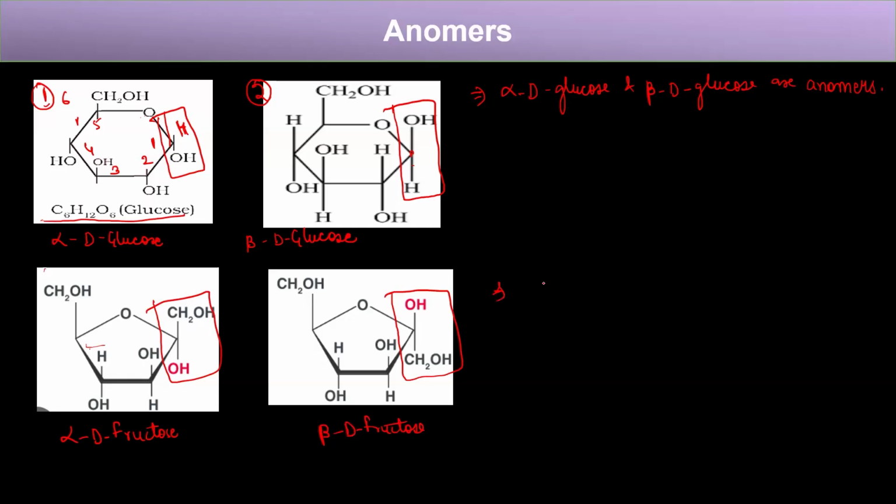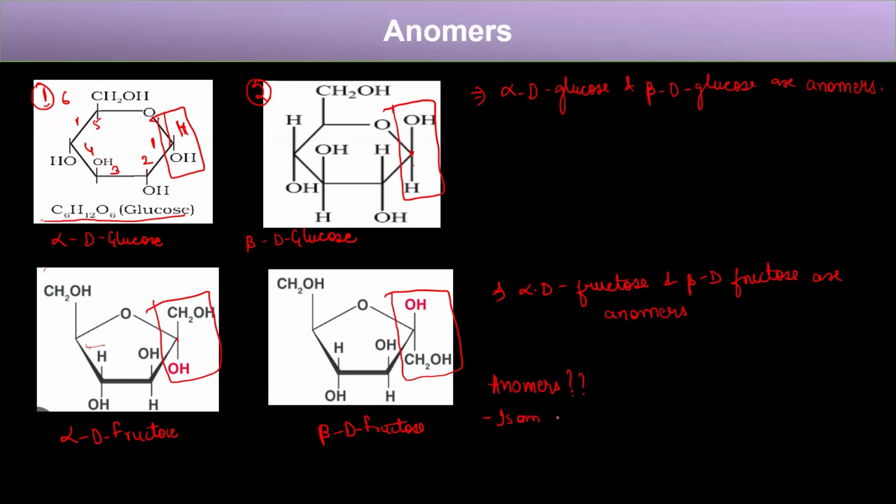And it is also said that alpha D fructose and beta D fructose are anomers. Now, the question is, what are anomers? So, what can we say from this? There is a change in the orientation of the hydroxyl group, right? And this change, so anomers you can write, these are isomers because they have the same chemical formula. So anomers are what?